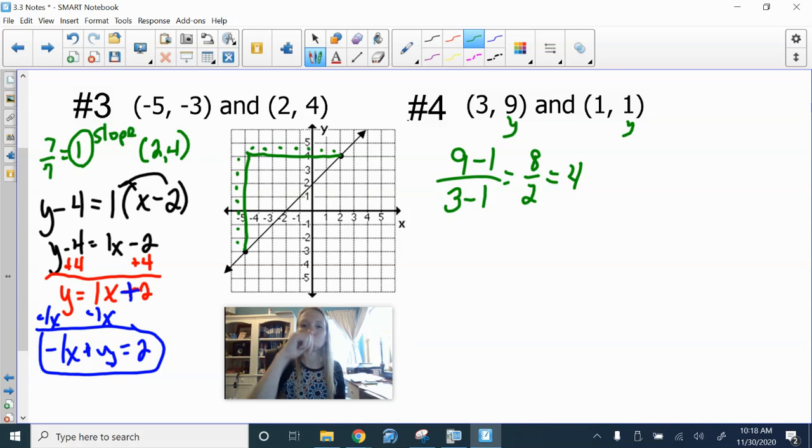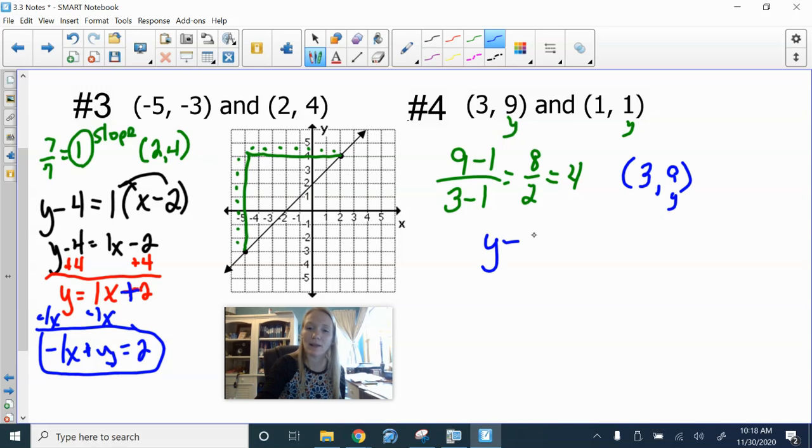All right, so my slope is 4. Which point do you guys want to use? The 3, 9 or the 1, 1? 3, 9? Okay. So if we use our point 3, comma 9, we can plug that right on in. Y minus, remember we're going to do our y value, so y minus 9 equals our slope. So our slope is 4 times x minus 3.